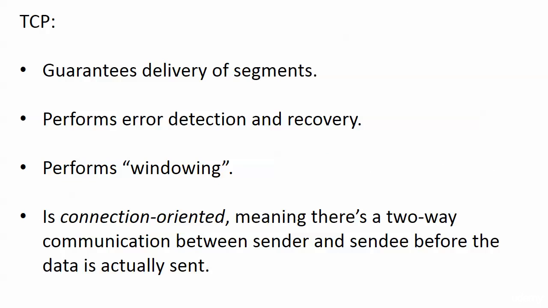TCP performs error detection and recovery. We have something called windowing, and if you don't know what that is, I'm going to take care of that in a minute, but take my word for it right now, it's really good. And then TCP is what we call connection-oriented. And what this means is there's a two-way communication between the sender and the sendee before the data is actually sent. There's an underlying agreement on a couple of values.